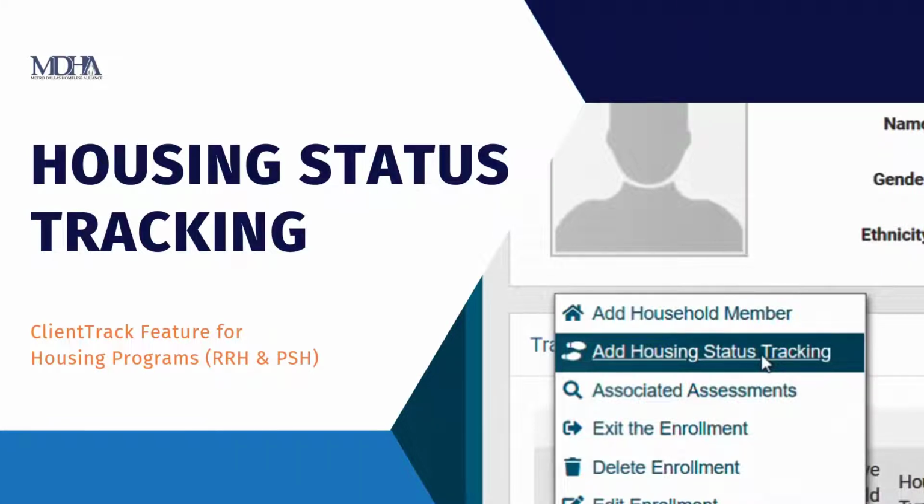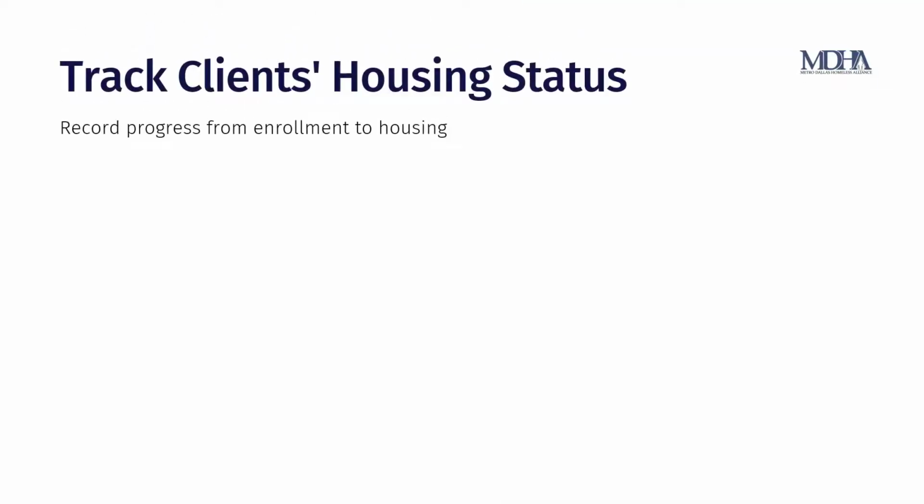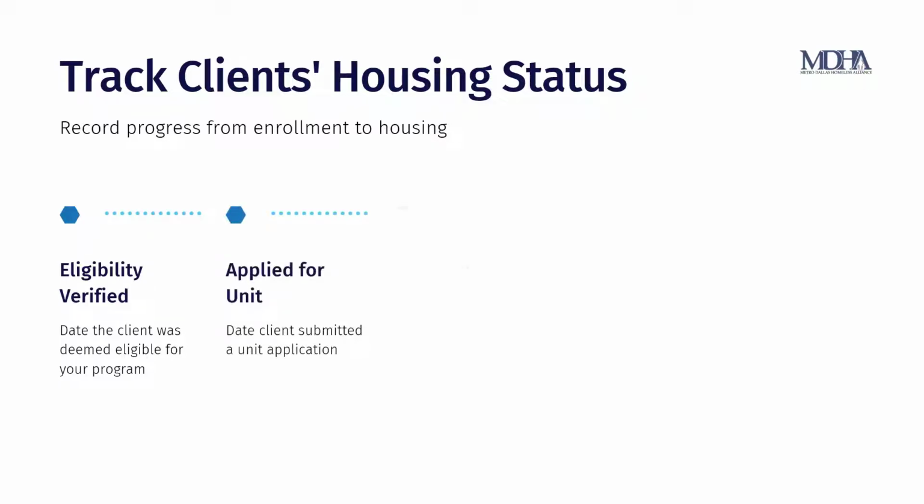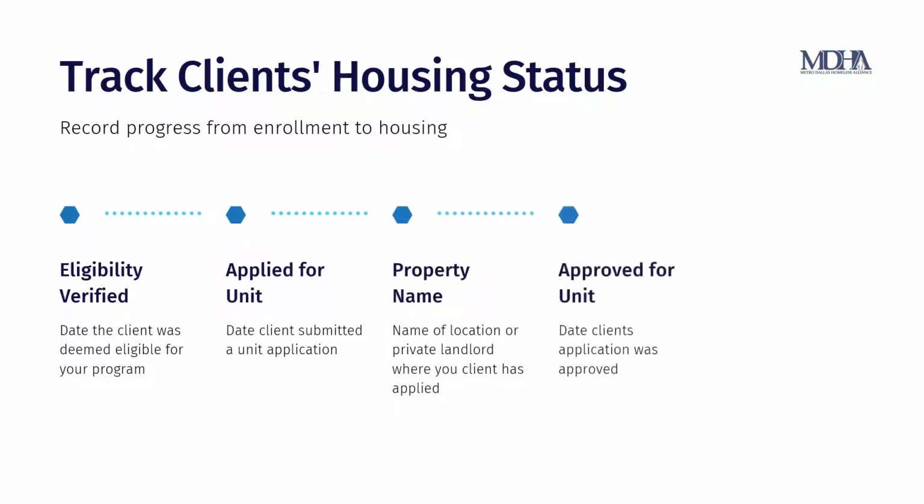Thank you for watching this video announcement and tutorial for an exciting new feature for housing programs inside of ClientTrack, the Housing Status Tracker. The tracker is attached to a client's enrollment in a housing program inside HMIS. It allows HMIS users at housing programs to track the client's progress from enrollment to housing by recording the date of a client's program eligibility, unit application, unit approval, and scheduled move-in date. The tracker uses information from the client's enrollment to display the project start date and housing move-in date as well.